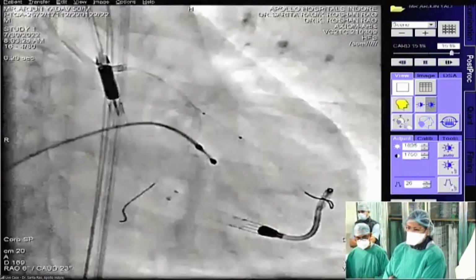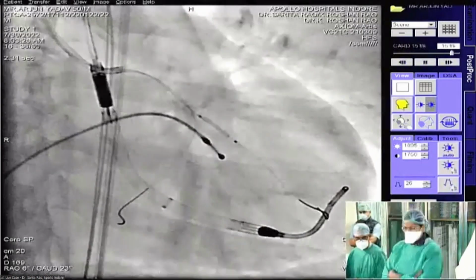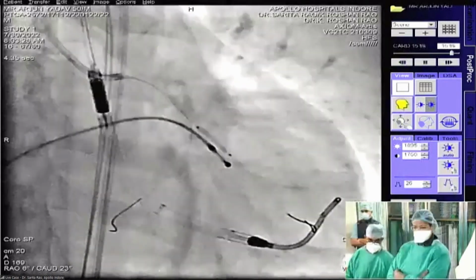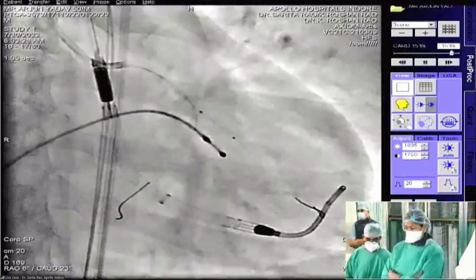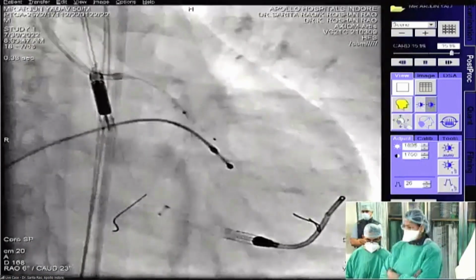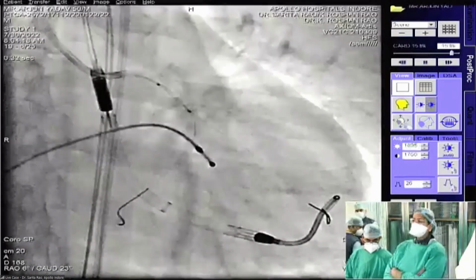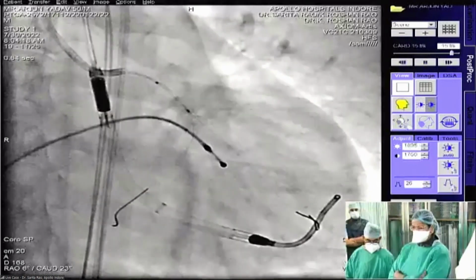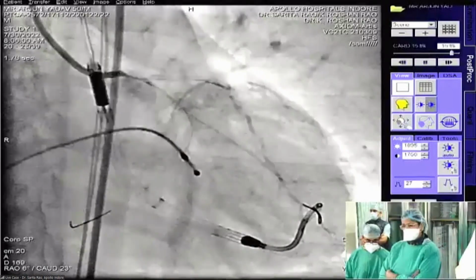We've gone ahead, wired the circumflex, ballooned the OM. Next, please. We also ballooned the branch. Plan was to go with a single stent strategy there. Next, please.